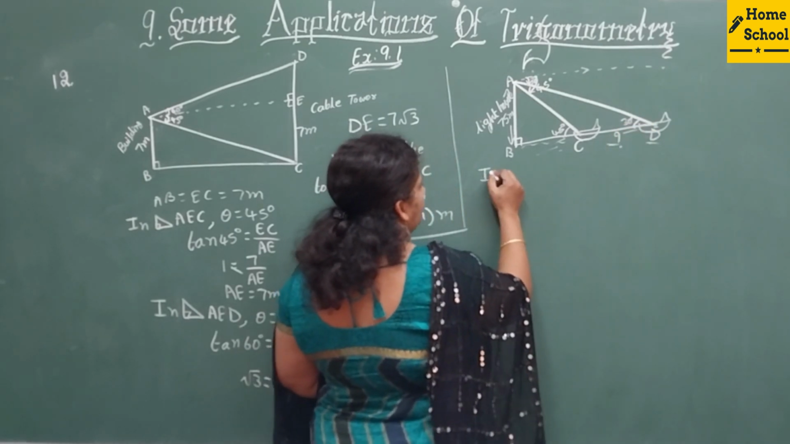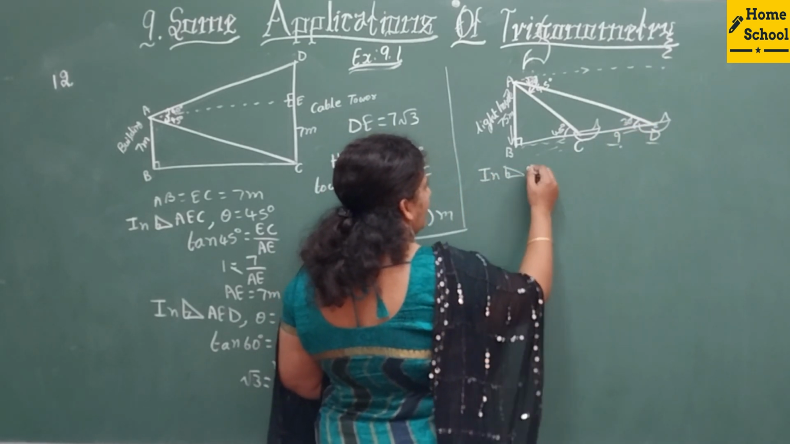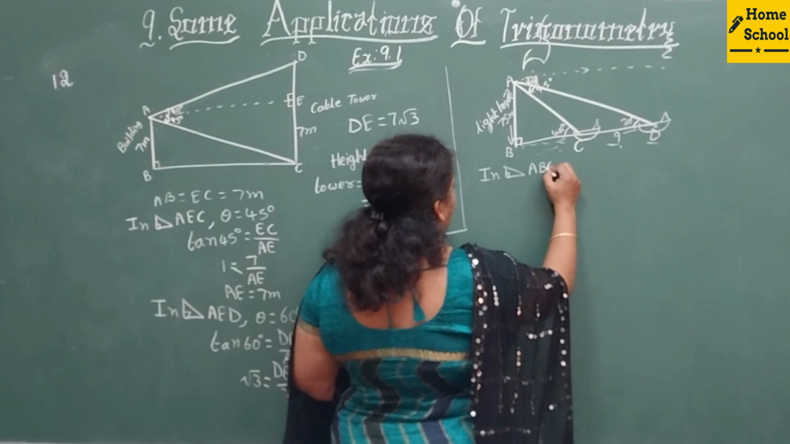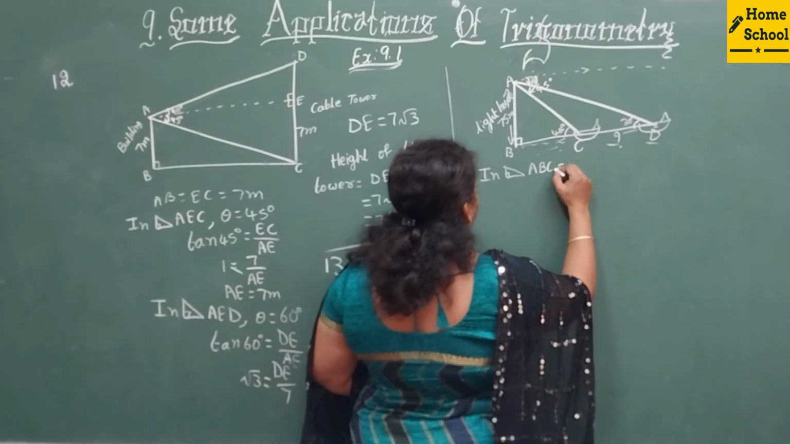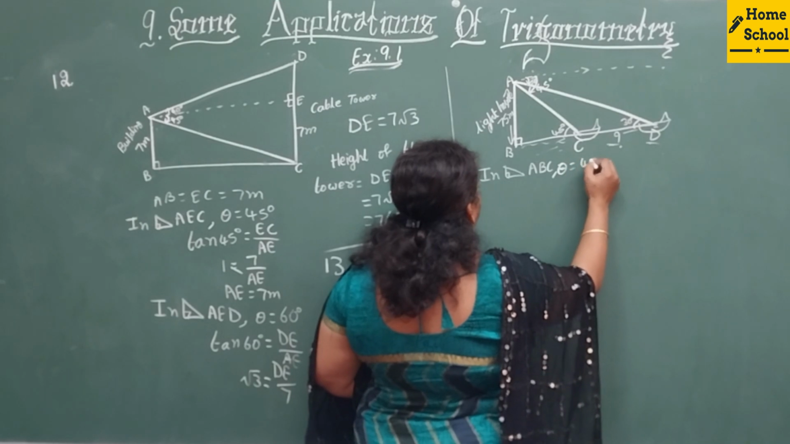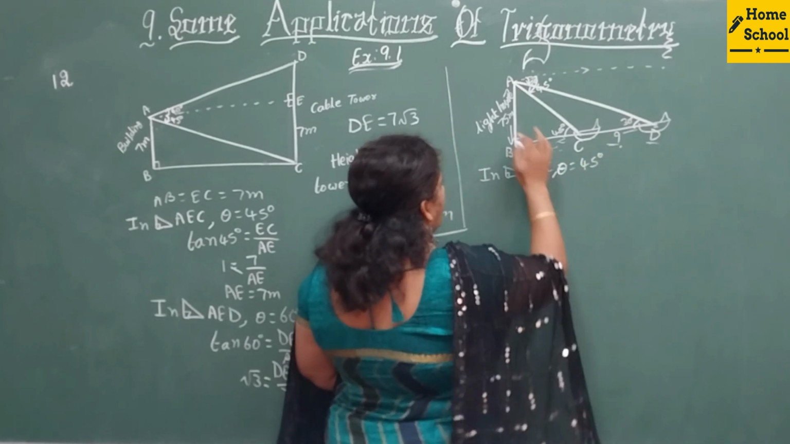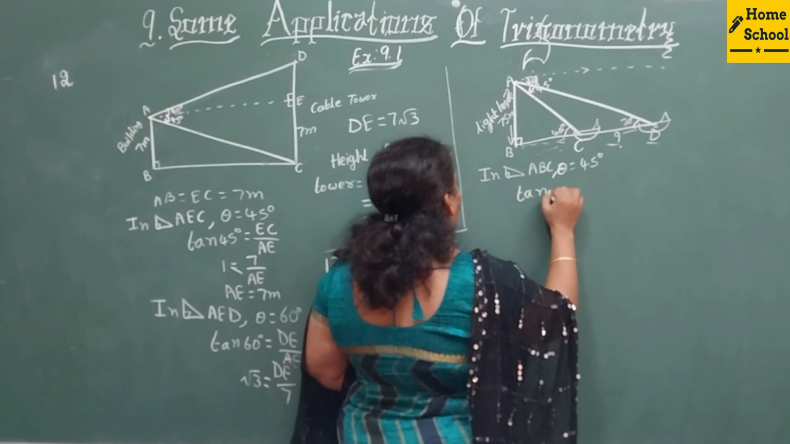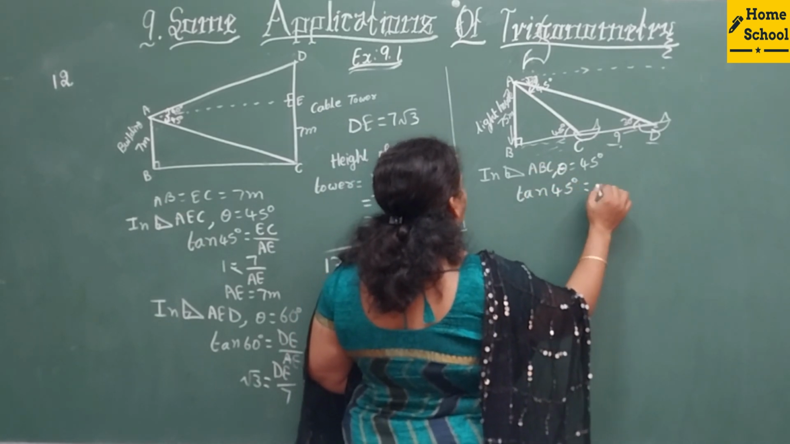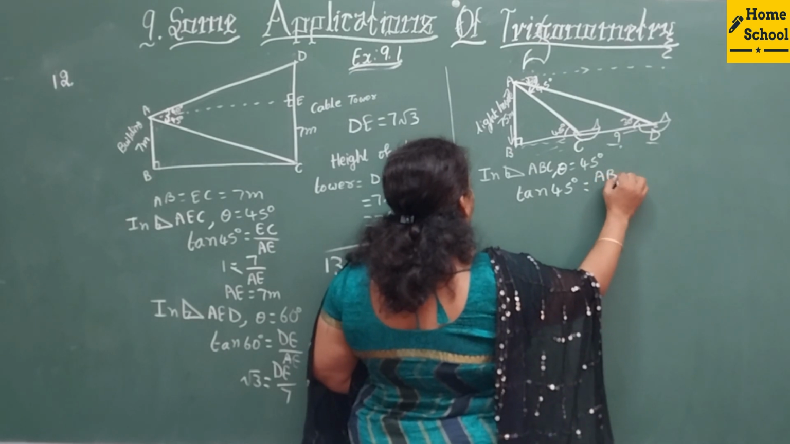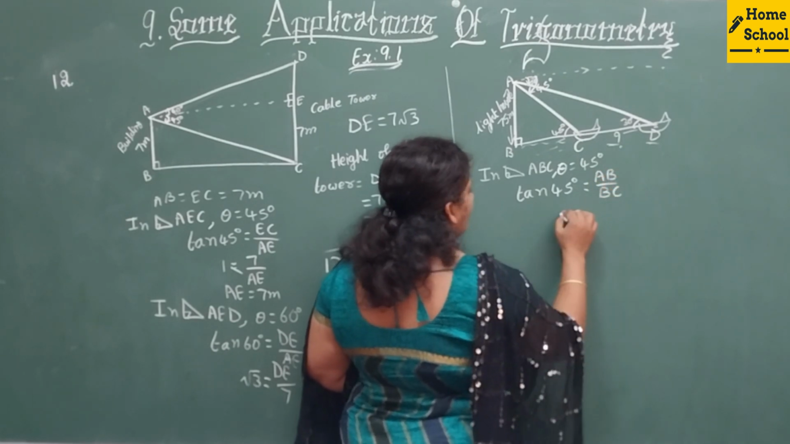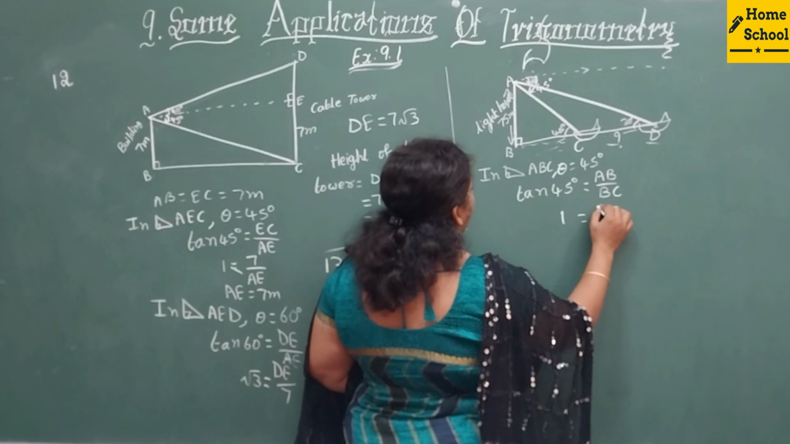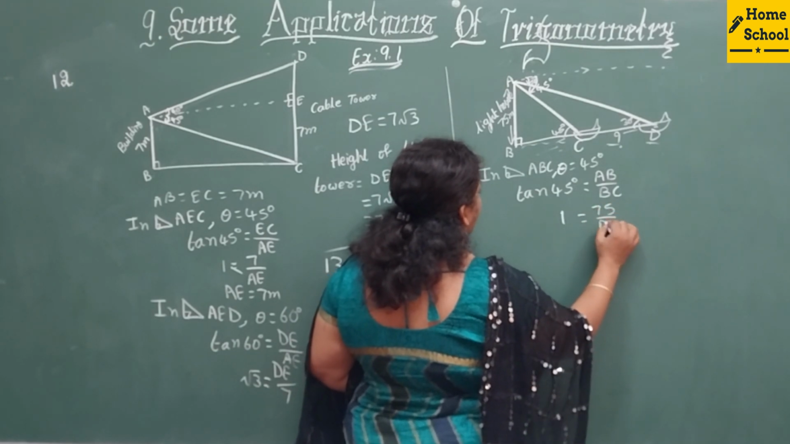Now in right triangle ABC, what is the angle value here? Theta is equal to 45 degree. Opposite, adjacent I will find. That means tan 45 degree is equal to opposite AB by BC. Tan 45 value is 1. AB value is 75. BC I don't know.